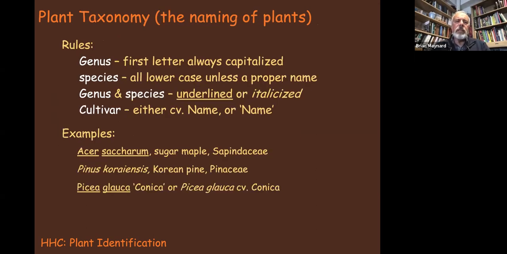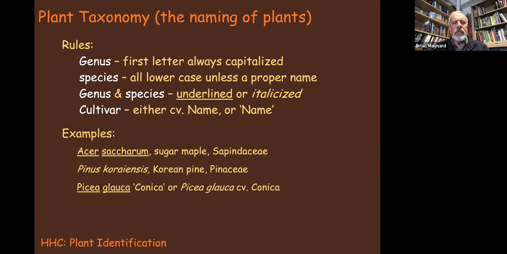So when you write the names, it's important to write them properly to recognize that scientific names are in Latin. And for that reason, the genus should always be capitalized. The first letter should always be capitalized. And the species should be all lowercase unless it's a proper name. And the genus and species together should be underlined or italicized to indicate that it's a Latin word.